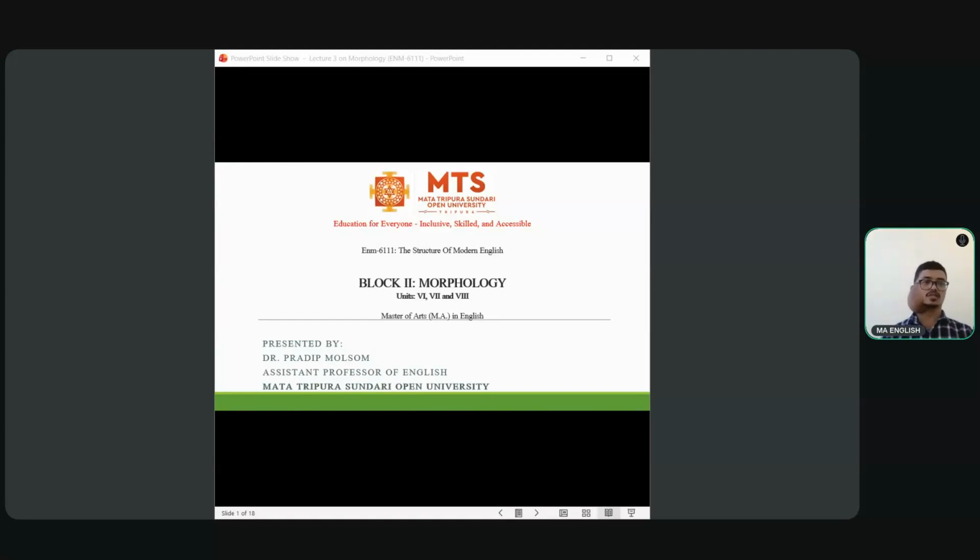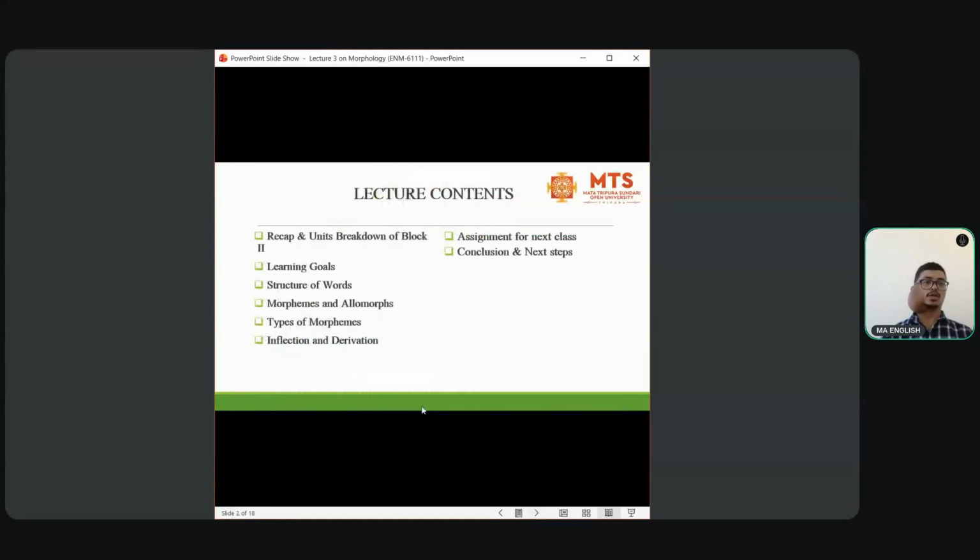Today we're going to start Block 2 of the course, The Structure of Modern English. This block focuses on morphology, which means we will look at how words are formed and how their smallest meaningful parts work. So today's sessions will take you through units 6, 7, 8 of Block 2. So before that, let me quickly walk you through what we're going to cover today.